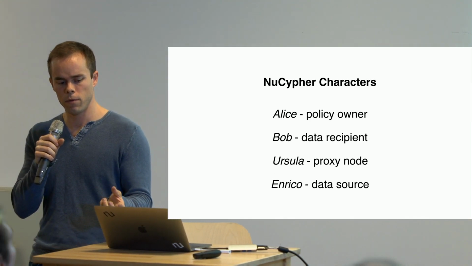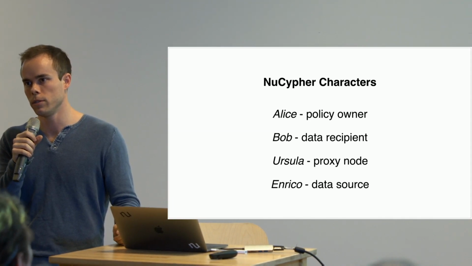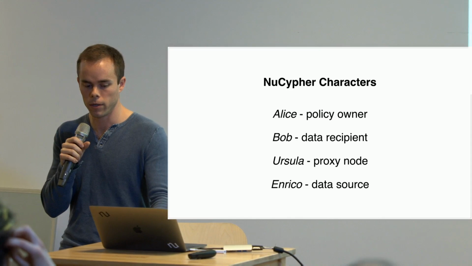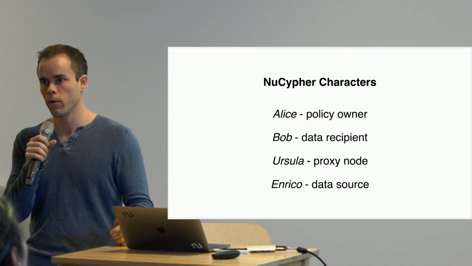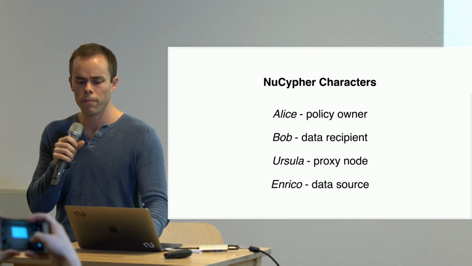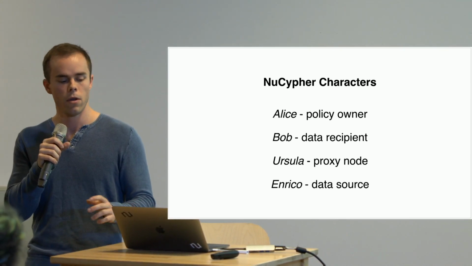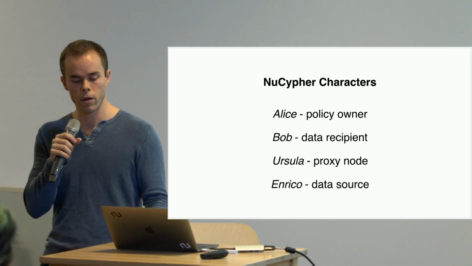So you may have noticed there's mainly one additional character that we introduced to the traditional cryptographic Alice and Bob narrative. And that primary character is what we call Ursula. So we just call the proxy nodes in the NuCypher network this Ursula character who's responsible for doing the re-encryption. And we actually use these characters in our code. So if you're writing an application with NuCypher, you'll create classes Alice, Bob, Ursula. Well, not Ursula, unless you're running a node.